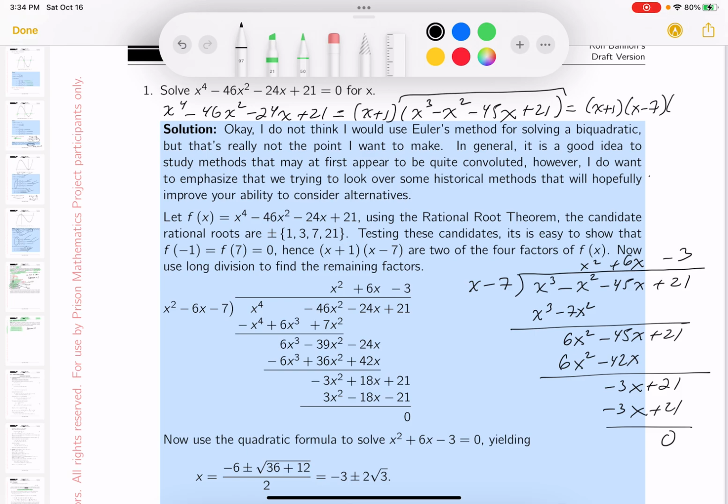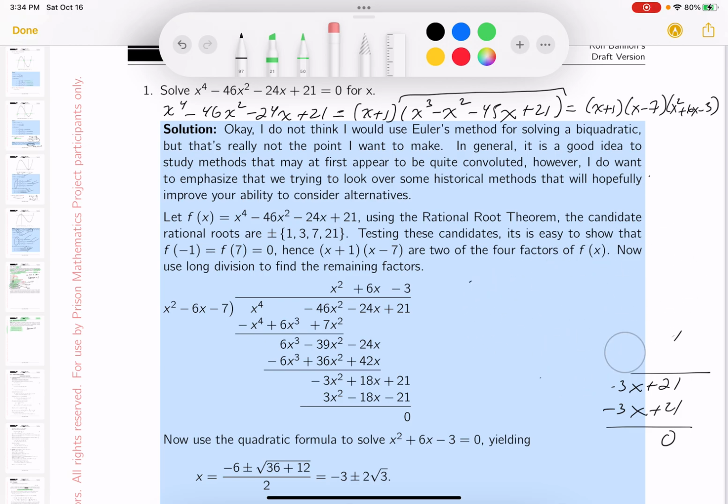So I'll put this over here. So x squared plus 6x minus 3. Now, by the way, once I get it down to the quadratic level, I'm going to erase my long division now. Once I get down to the quadratic level, things should become much easier for me, all right? So what do you mean by much easier?